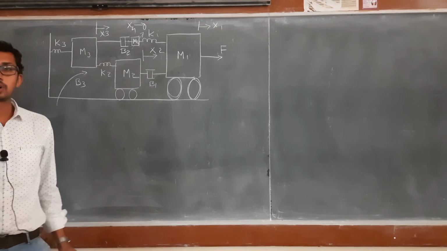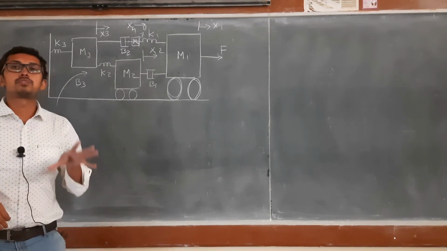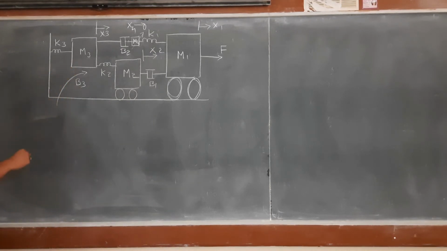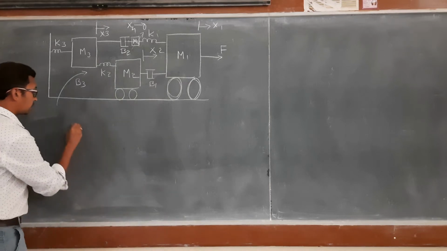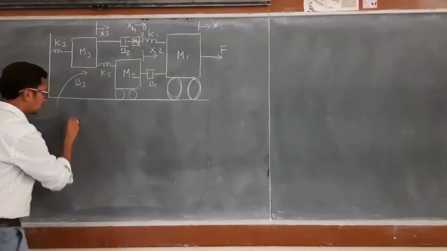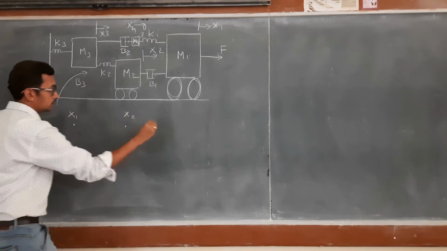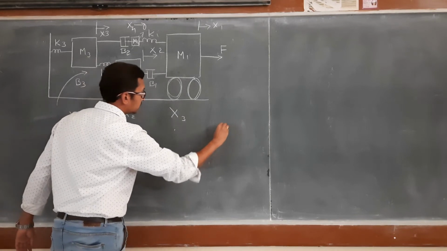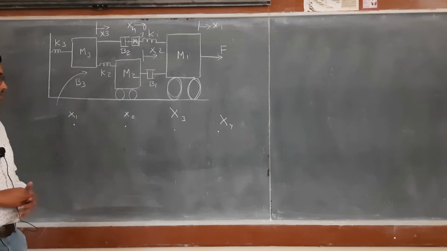Got this one? Okay. Now, first we need to write the mechanical network for this given system. How to write that? How many nodes are there? 4 masses are there, therefore we have to write 4 nodes. So this is x1, x2, x3, and this one is x4. So there are 4 nodes.